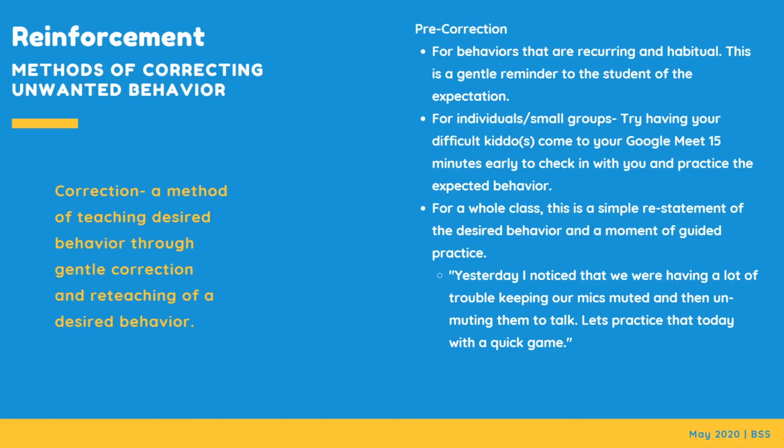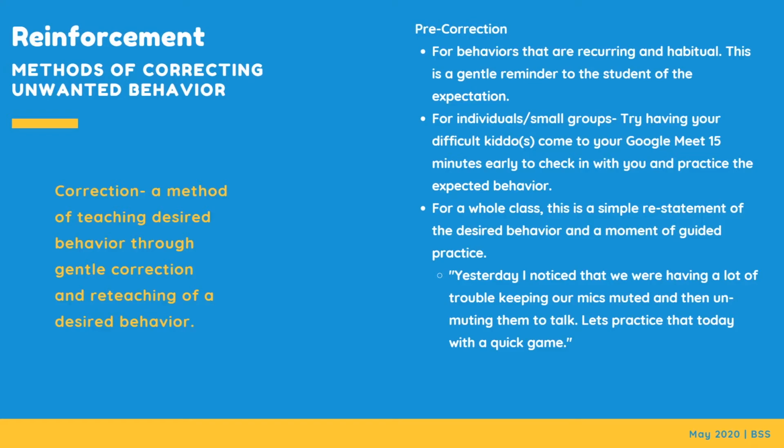We also need to, of course, have methods of correcting unwanted behavior. Correction is essentially a method of teaching desired behavior through gentle correction or reteaching of a desired behavior. One of the most important pieces of this in terms of online instruction and face-to-face instruction is pre-correction. So consider behaviors that are habitual or recurring, or behaviors that you can predict.